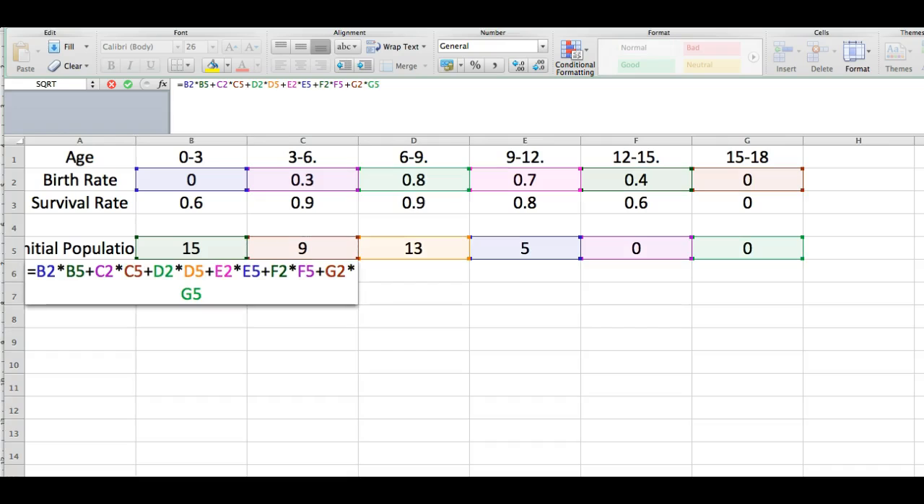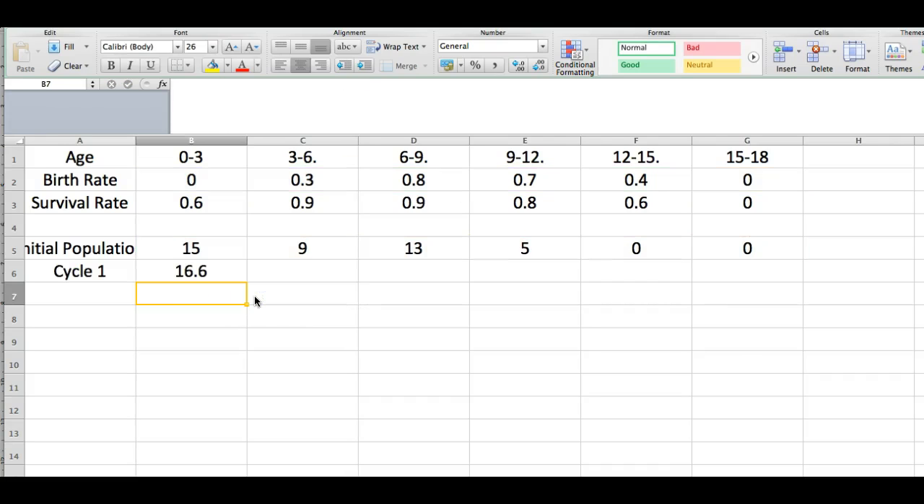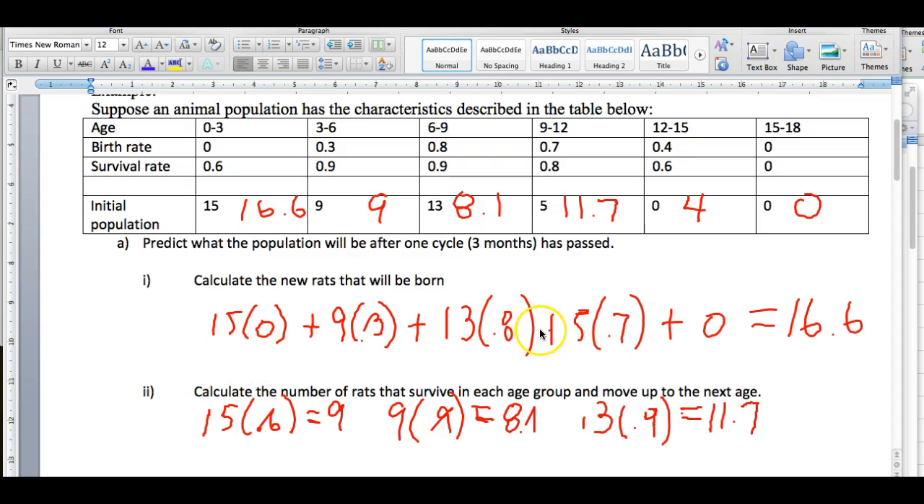So here's what I did. I just took 0 times 15 plus 0.3 times 9, 0.8 times 13, 0.7 times 5, so on, so on. That's all this is. And so the new births, or the new babies that I'm going to get after one cycle, will be 16.6. So that's the new babies that I'm going to have. That would answer your first question there. If you want to write out the numbers, here we go. You can pause that and get that down.